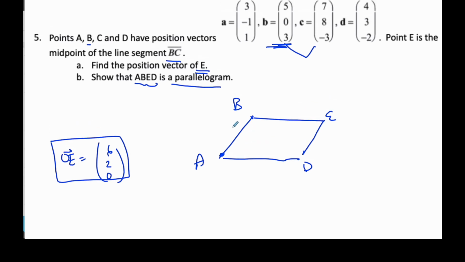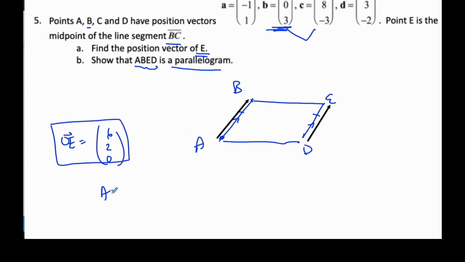So if I'm going to show that it is a parallelogram, if I can show one set of sides is parallel and equal, then it is a parallelogram. If this is a vector and this is an equal vector, that does direction and magnitude at the same time. So I'm just going to calculate vector AB and vector DE, and if they are the same, then it is a parallelogram.